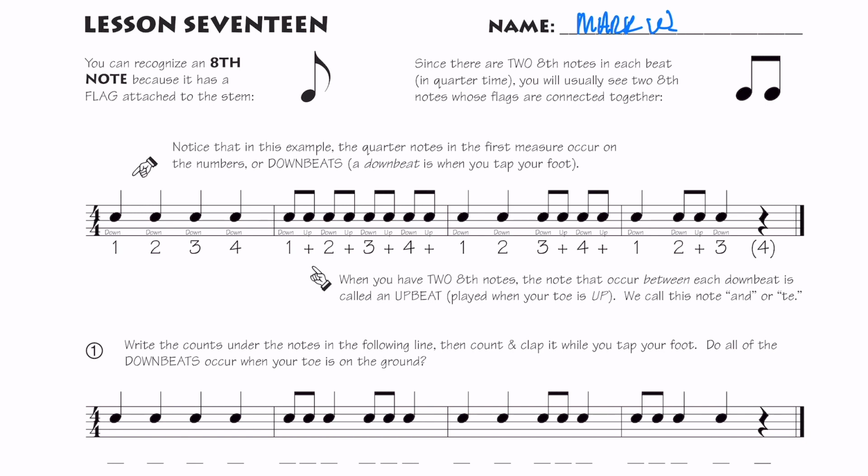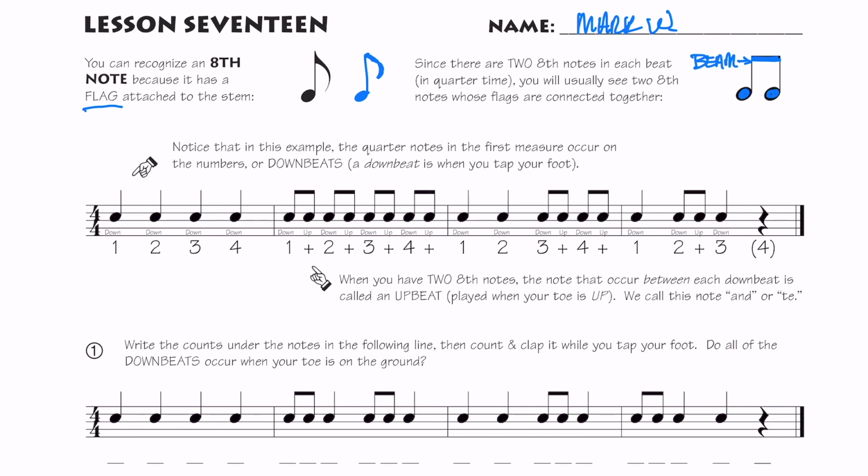All right, an eighth note. You can recognize an eighth note because it has a flag attached to the stem. So here is a quarter note, but an eighth note is going to have a flag, or just a little curved line like that. Usually when we see eighth notes, especially right at the beginning, there are 2 eighth notes in a beat. So instead of each one having a separate flag, we draw this bar here that we call a beam. So eighth notes are connected together with a beam.